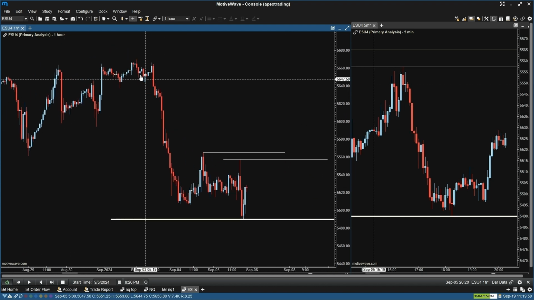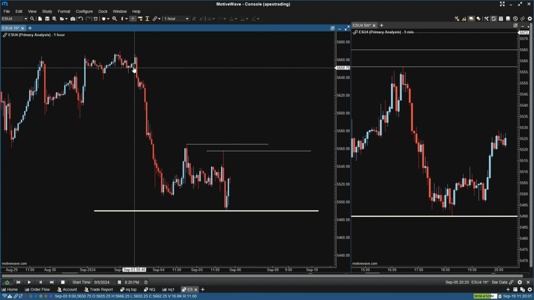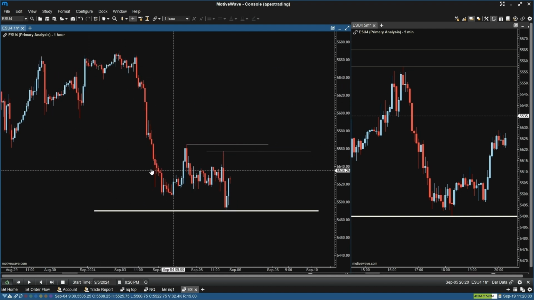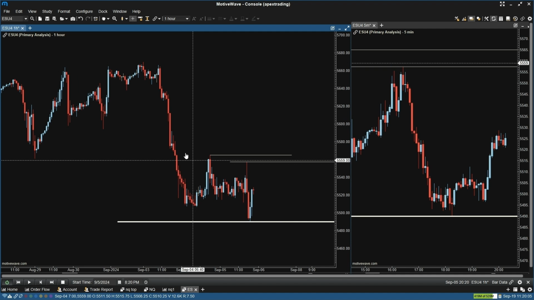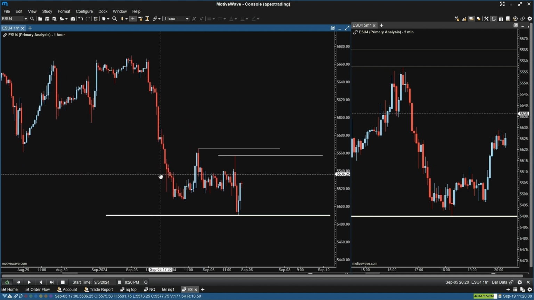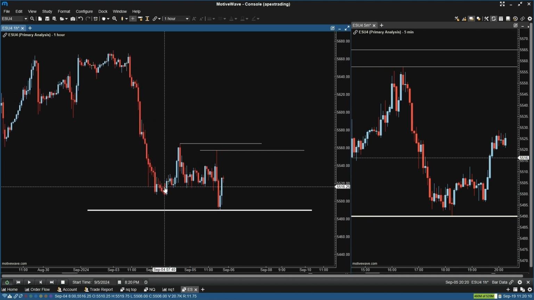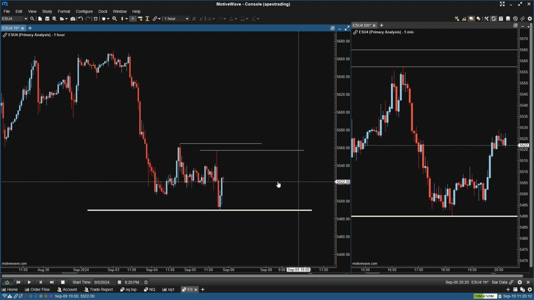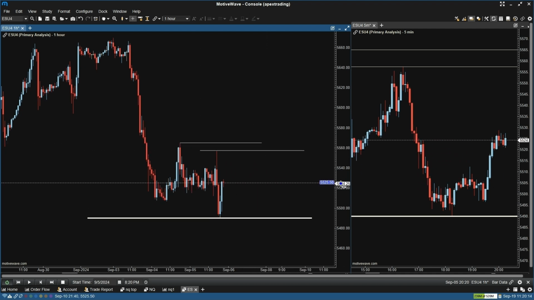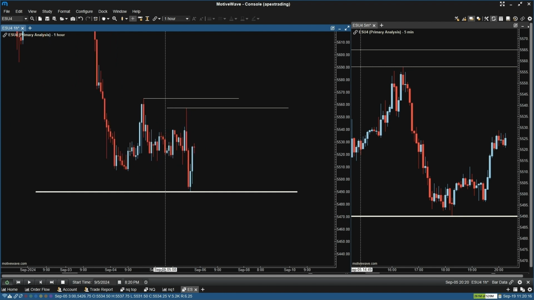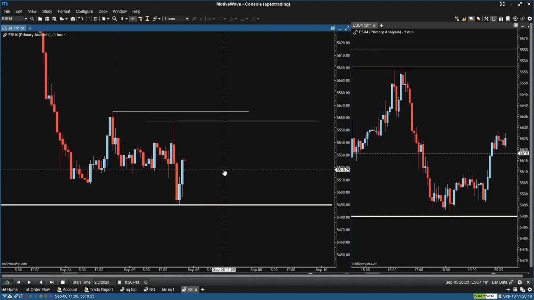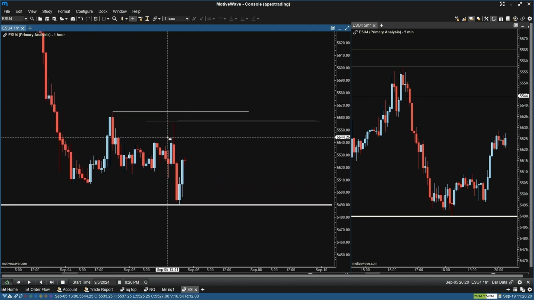So it is crystal clear that we are bearish on the hourly time frame, right? Making bearish structure, lower highs, lower lows. And I want to get your attention and focus on this candle here.